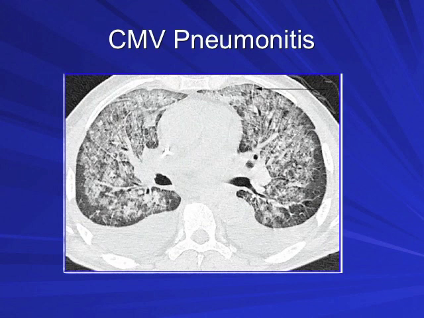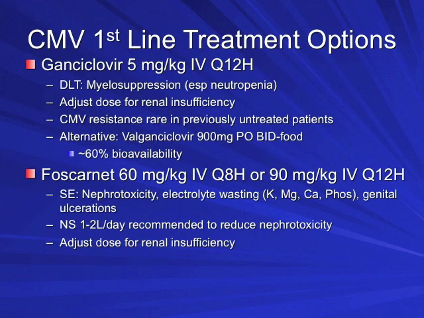So this slide shows you the severe life-threatening case of CMV pneumonitis. These patients, this severe disease, obviously tend not to do well. So our first-line treatment for CMV in these patients is ganciclovir, the usual dose is 5 milligrams per kilogram IV Q12. Dose-limiting toxicity is myelosuppression, especially anemia. We need to dose this drug for renal insufficiency. CMV resistance against ganciclovir is rare in previously untreated patients, but it can be seen in patients who've received multiple courses of treatment for CMV.